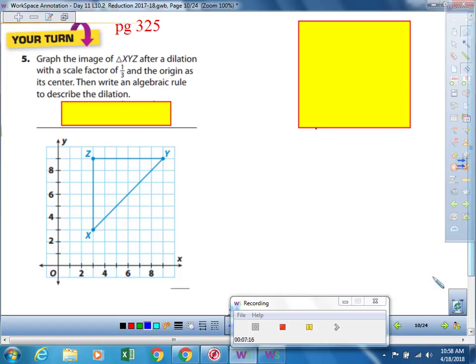All right, this is yours. Yay. And it's the scale factor of 1/3, so you can write your rule. And then 1/3 means what? Divide by 3.